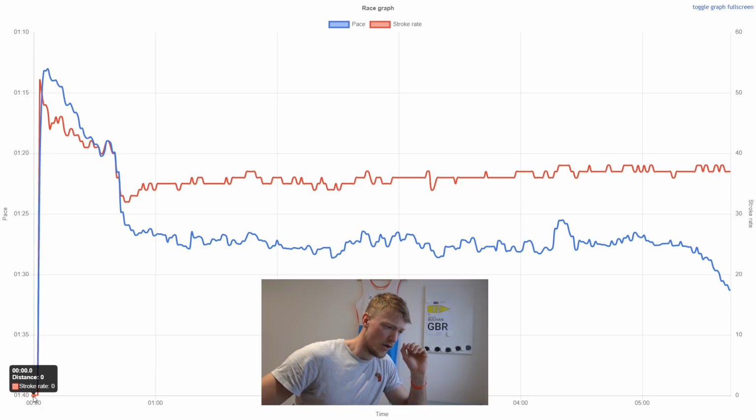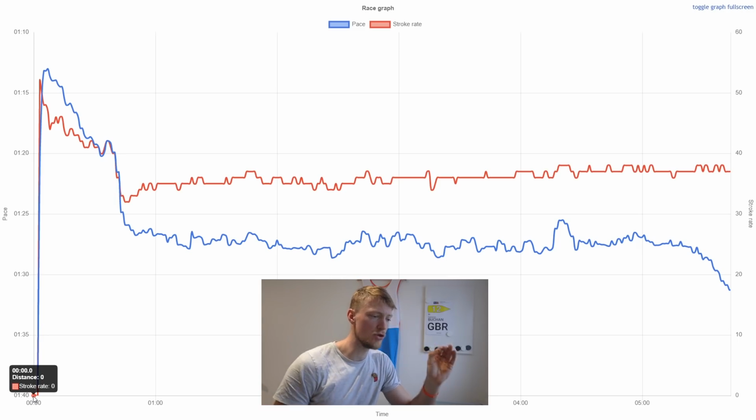So, as we see on the screen, the blue line is the speed that you'll see on your rowing machine screen, the split per 500 meters, and the red line is the stroke rate, the amount of strokes you're taking per minute. You usually see that in the top right of your rowing machine screen.